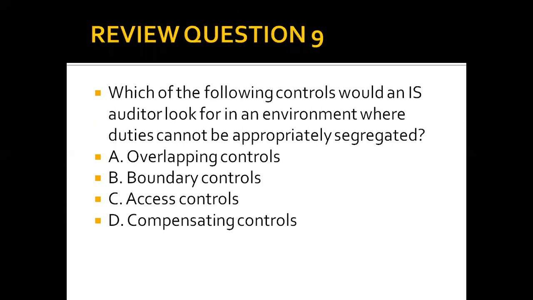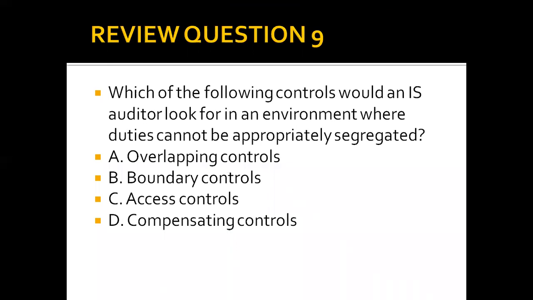We can look at this in the question, to see what we've learned. Which of the following controls will an IS auditor look for in an environment where duties cannot be segregated properly? So if you cannot segregate duties properly, which of the controls will you be looking at? A, overlapping controls, B, boundary controls, C, access controls, D, compensating controls. All right, so if you cannot segregate, definitely the answer is D, compensating controls. You should be able to apply compensating controls to mitigate the fact that you don't have segregation of duties.